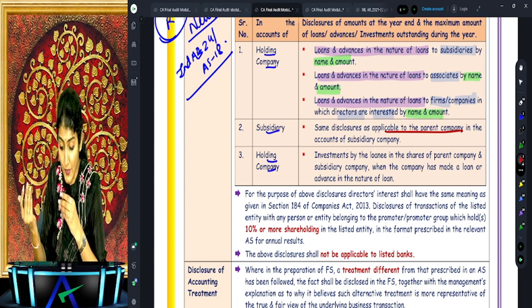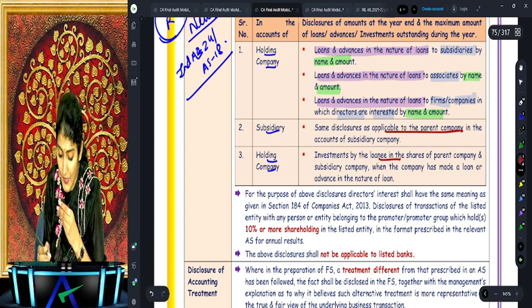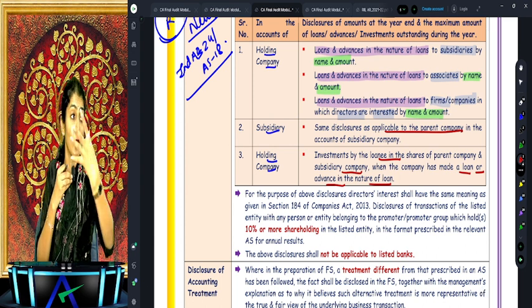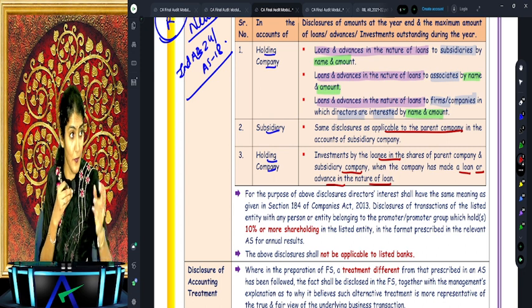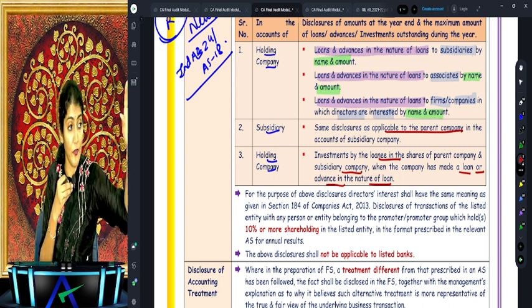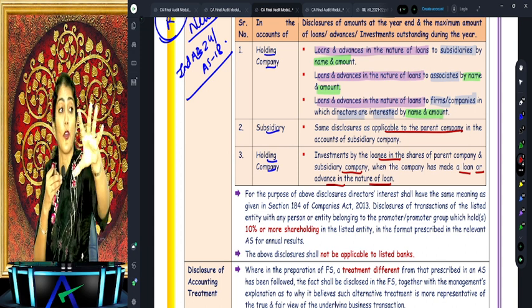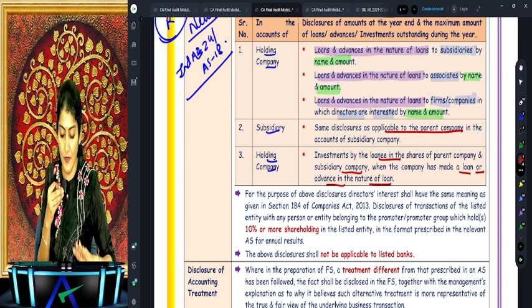Investments by the loanee in the shares of the parent company and the subsidiary company, when the company has made a loan or advance in the nature of the loan. So you've made an investment in them, and you've also given a loan to them. Say you say, I'm giving you 50 lakh, I'm keeping 50 lakh with you as an investment, and you're also giving a loan of 50 lakh to them. It says the disclosures are to be given.